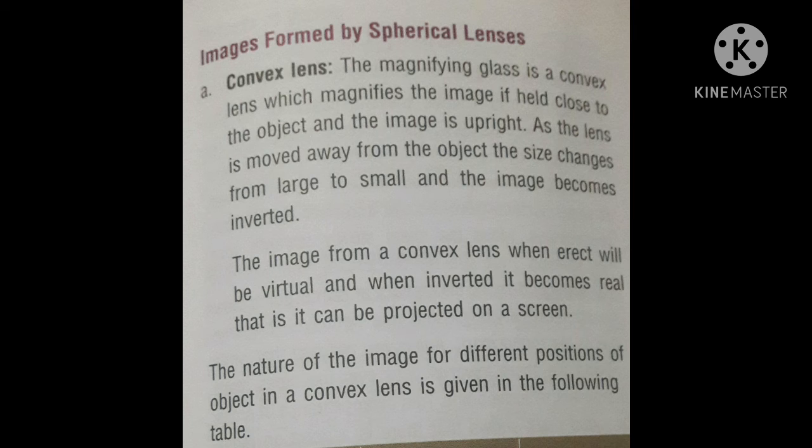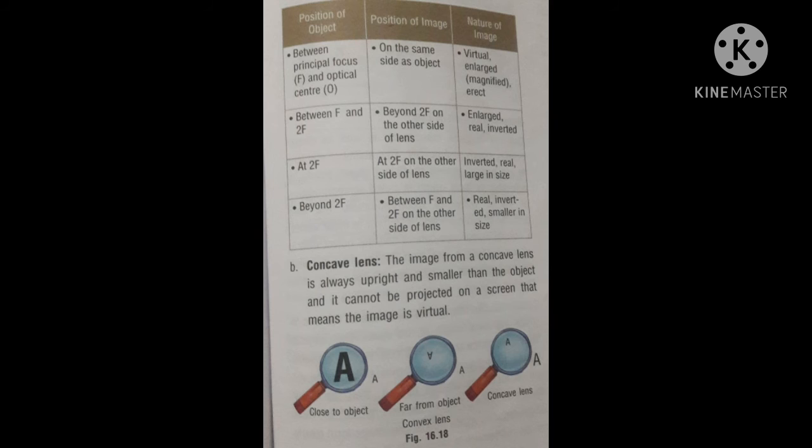The nature of image for different positions of the object in a convex lens is given in the table. When the object is placed between principal focus and optical center, then the image is formed on the same side as the object and the image is virtual, enlarged, very magnified and erect. When the object is between f and 2f, then the image is formed beyond 2f on the other side of the lens and the nature of the image is enlarged, real and inverted.